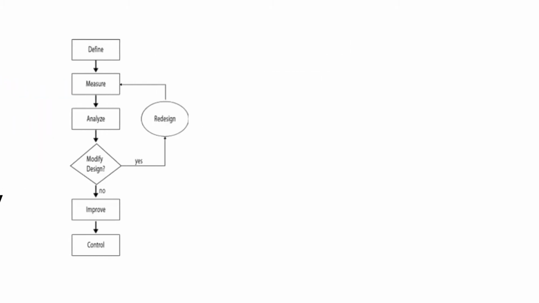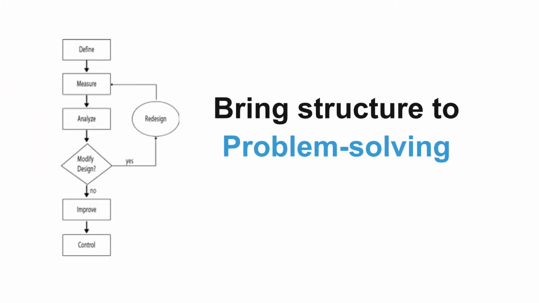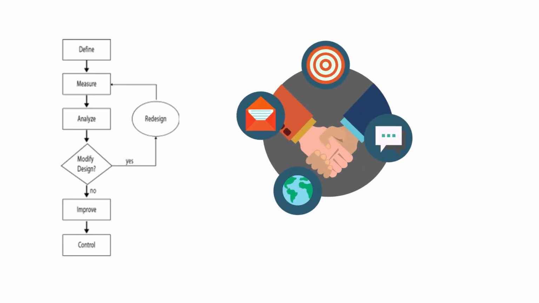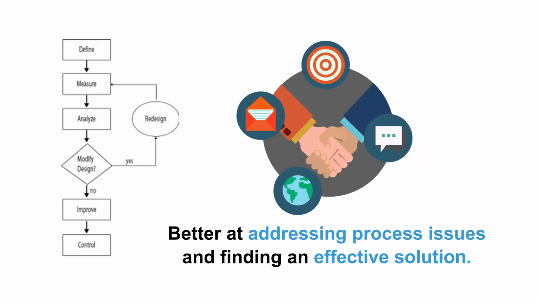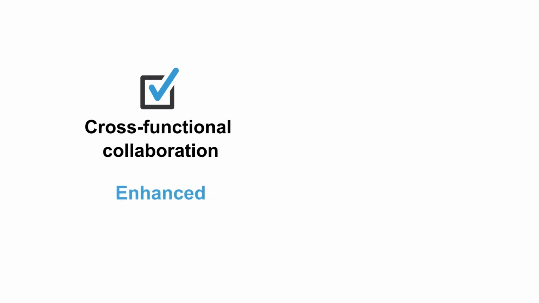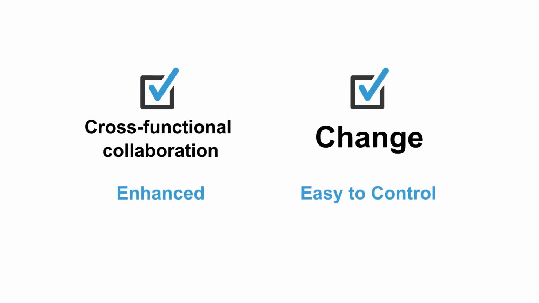The goal of the DMAIC approach is to bring structure to problem solving. When organizations consistently use the model, employees become better at addressing process issues and finding an effective solution. Cross-functional collaboration is enhanced and change becomes easier to control.